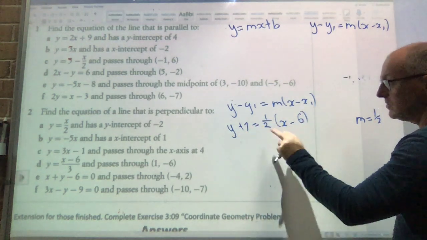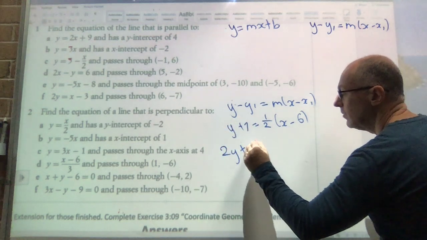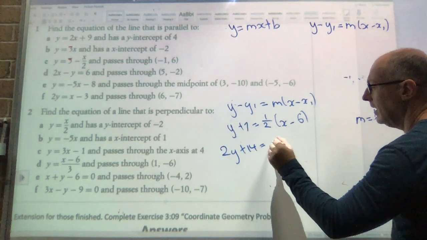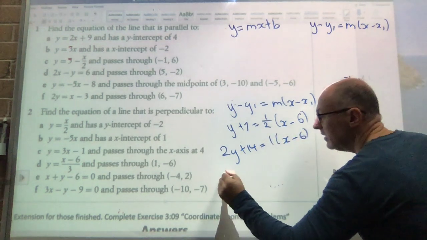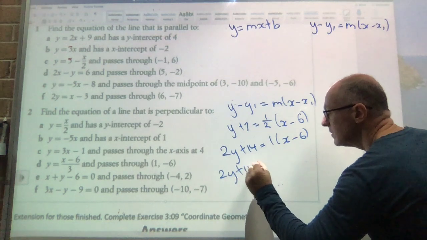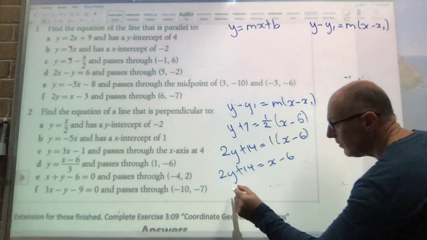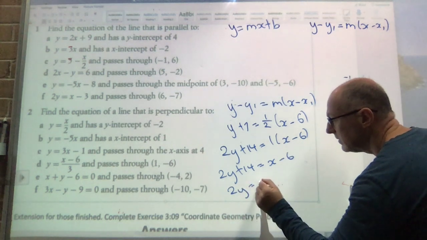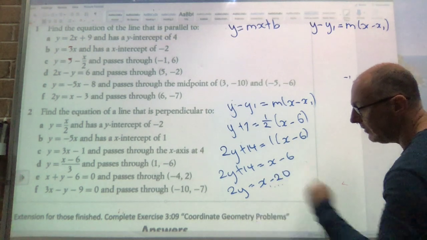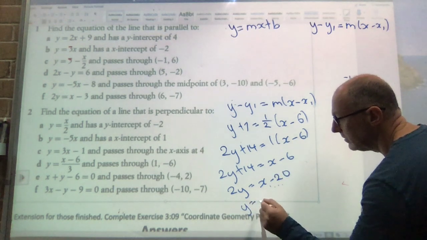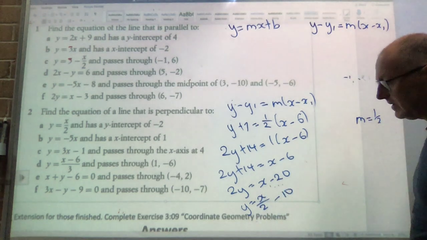The first thing I want to do is get rid of the 2, multiply the 2 across. 2y plus 14 equals 1 times x minus 6, expand the brackets. 2y plus 14 equals x minus 6. Subtract the 14 across. 2y equals x minus 20. And lastly, divide by 2. y equals x on 2 minus 10. Hopefully I've done that right.